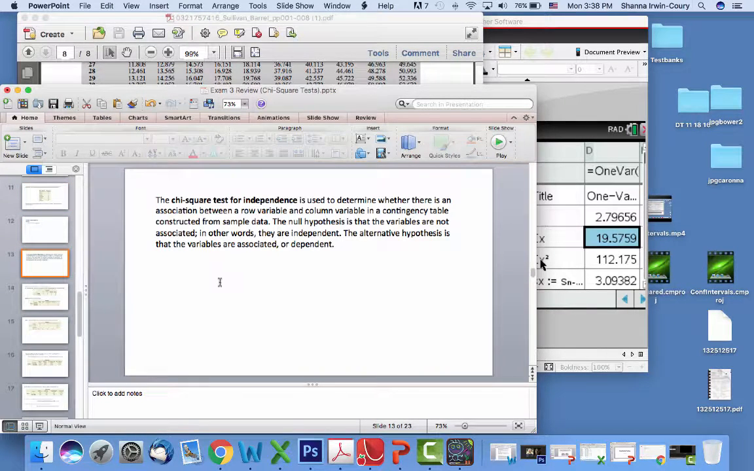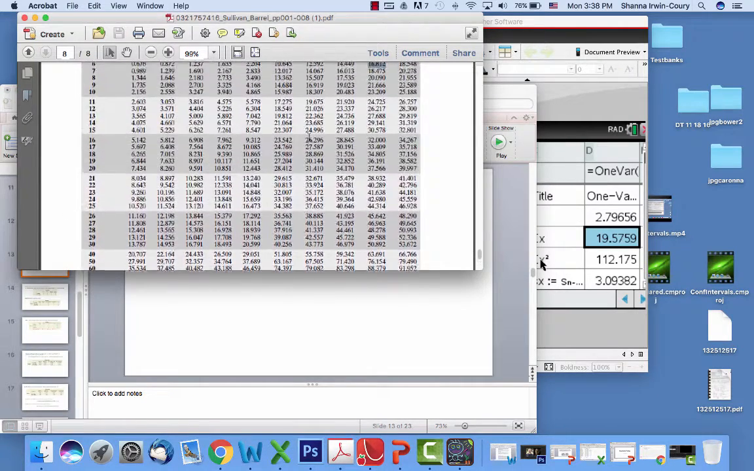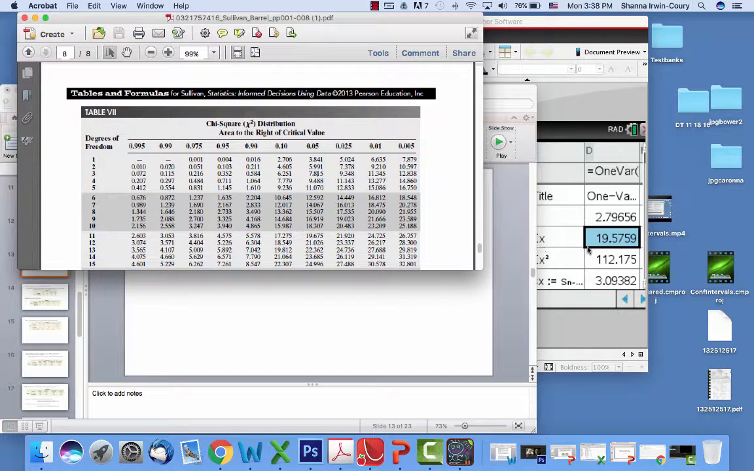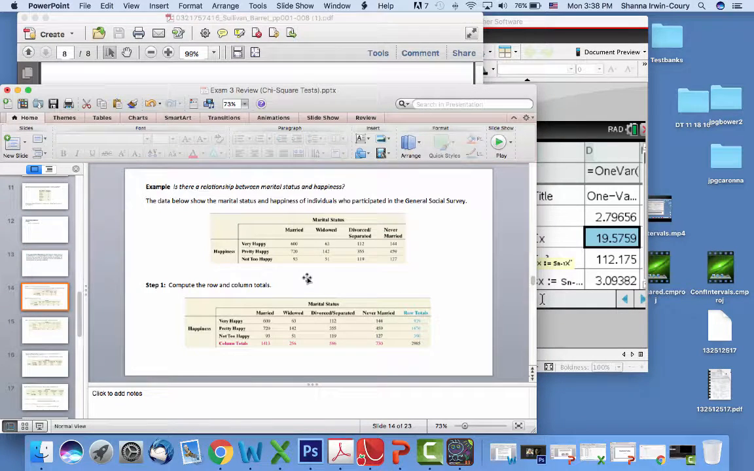Okay, so the test of independence is the one you've done before, and it uses this same table. Where the degrees of freedom on the goodness of fit only has one variable, so the number of categories is the number of categories and you just subtract 1. In a chi-square test of independence, you have stuff on either side. So in the case of this marital status versus happiness thing, you've got 4 options on the top and 3 on the side.